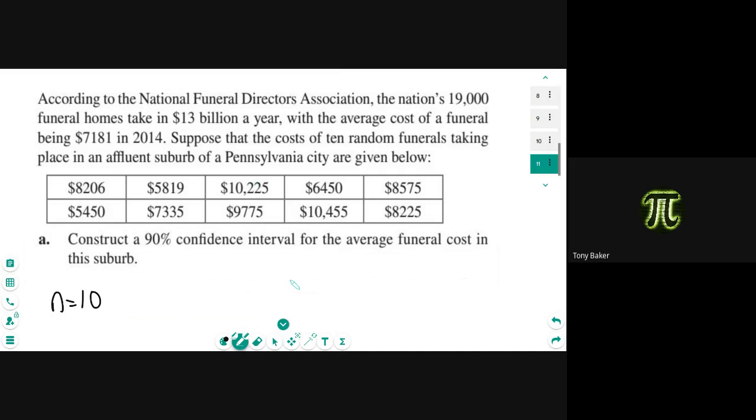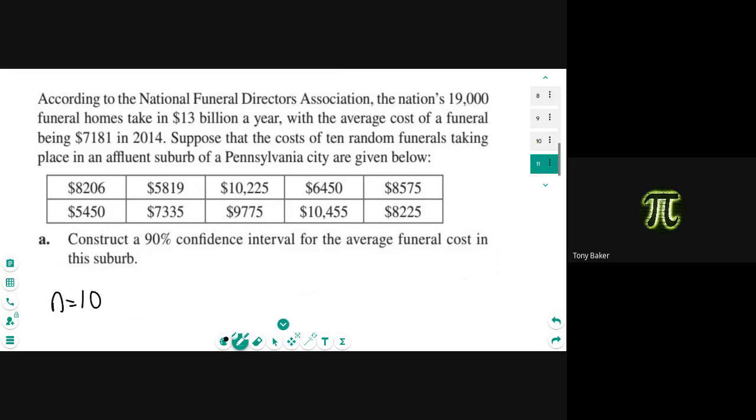All right. So this is one of those problems that's designed to mess you up, because they got a whole bunch of stuff in here. The nation's 19,000 funeral homes take in 13 billion a year. The average cost of a funeral was $7,181 in 2014. Suppose that the cost of 10 random funerals taking place in an affluent suburb of Pennsylvania are given below. You're asked to construct a 90% confidence interval for the average funeral cost in the suburb, not nationwide.